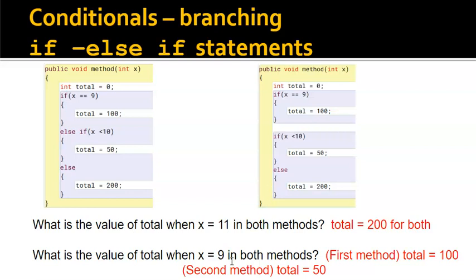So where things get really interesting is when x is equal to 9. That first if statement would evaluate to true, thus giving total equal to 100. But then we go to the next if statement, a completely separate question from that first if statement. Total would have been equal to 100 because x was equal to 9, but then x is also less than 10, thus overriding the total value of 100 to now equal 50. So at the end, total would be equal to 50 by the time this entire method is completed.